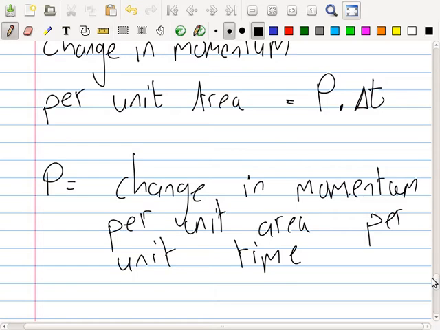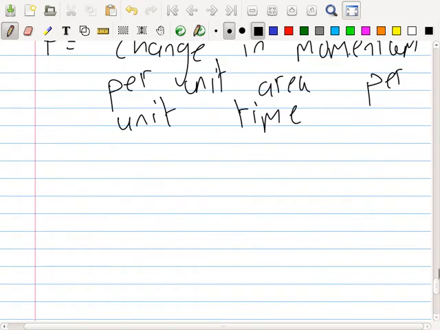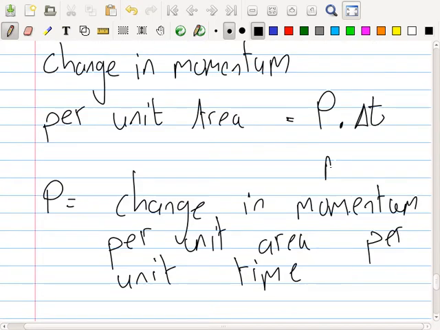Unit time. Okay. And momentum, M-O-M-E-N-T-U-M, not A-M. It's mass multiplied by velocity.